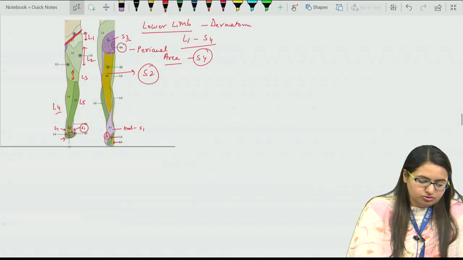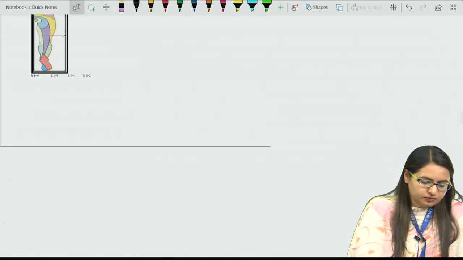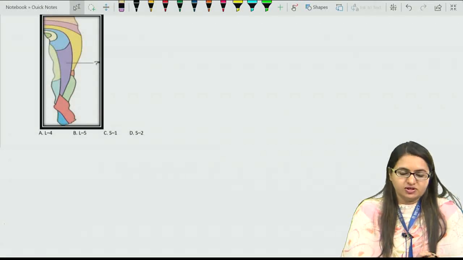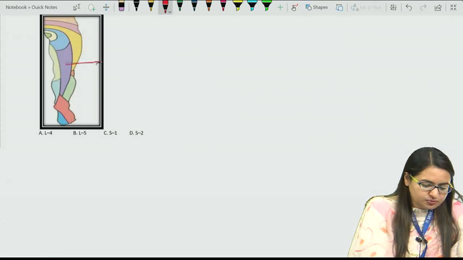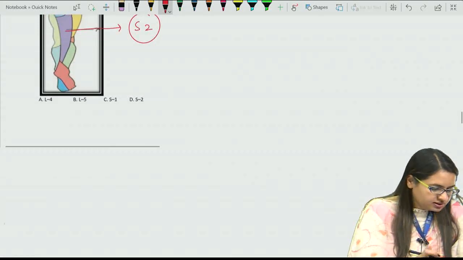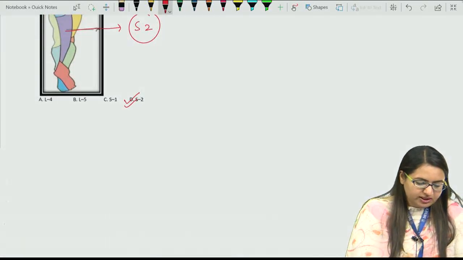And if we come back to the question, it is pointing over here. This is the posterior aspect of the lower limb, and this posterior strip over here, the dermatome is S2. So the answer for this question is D, S2.